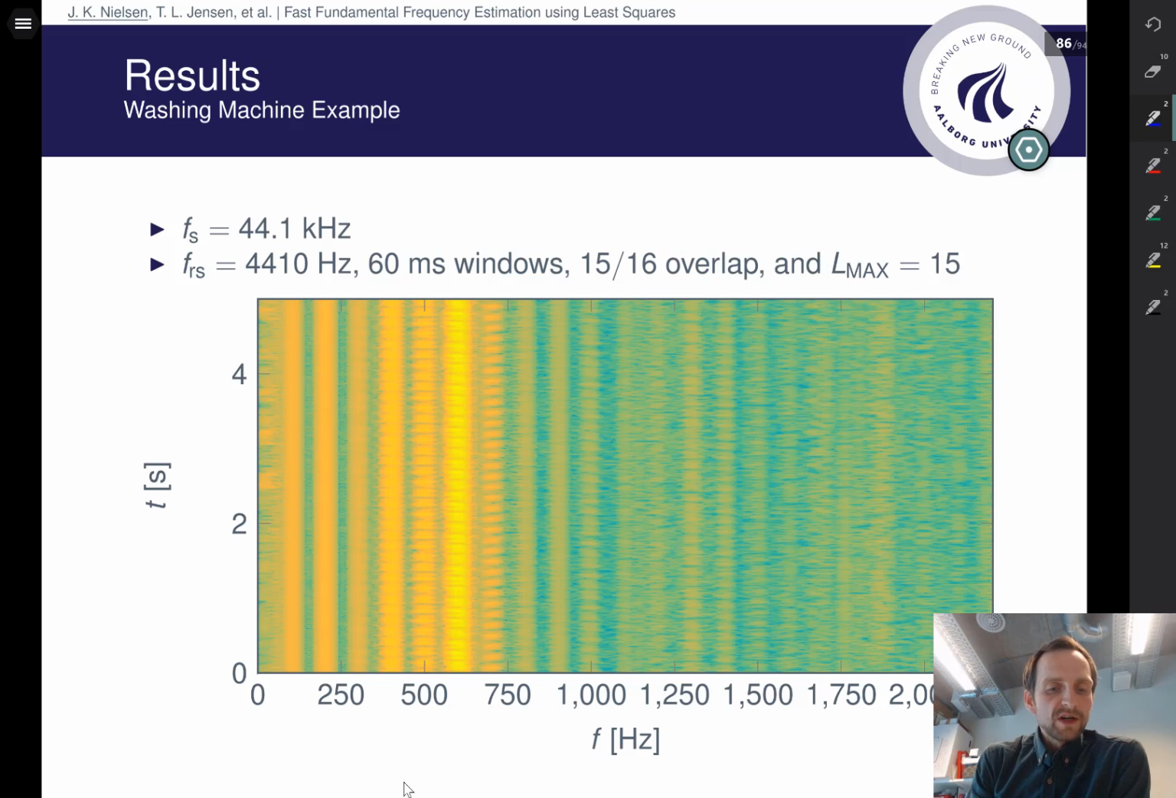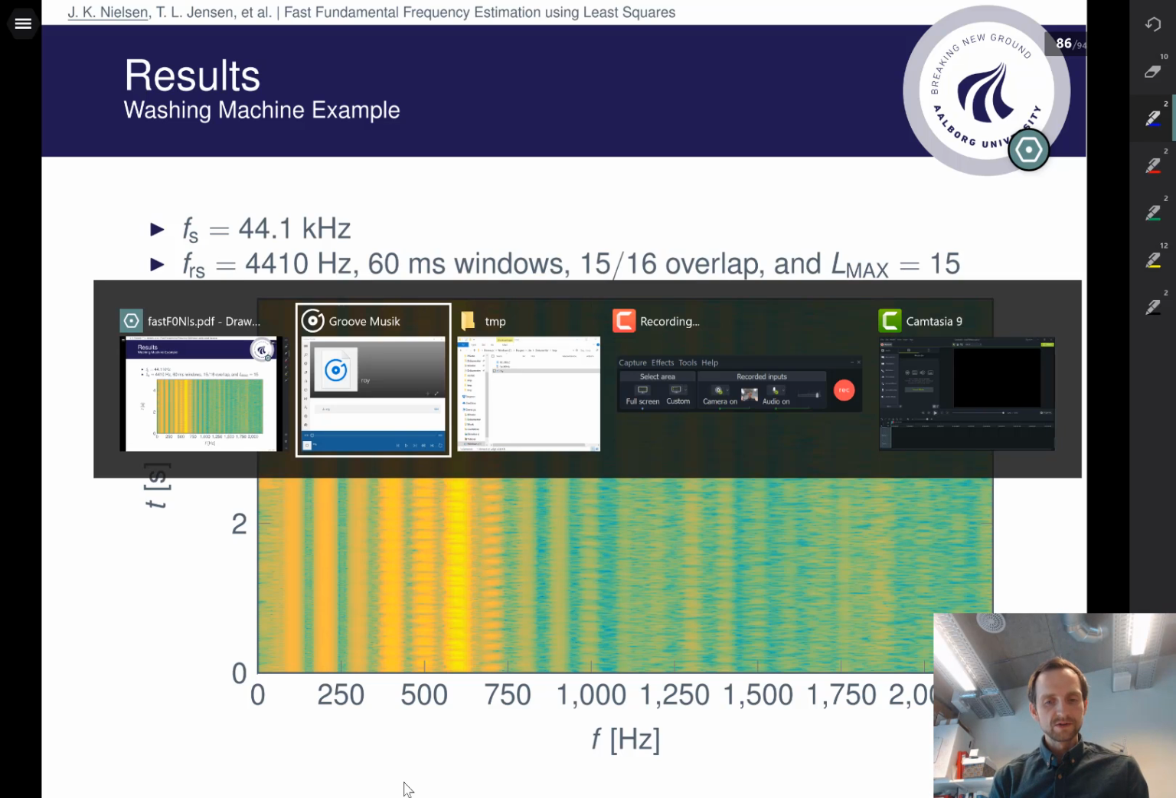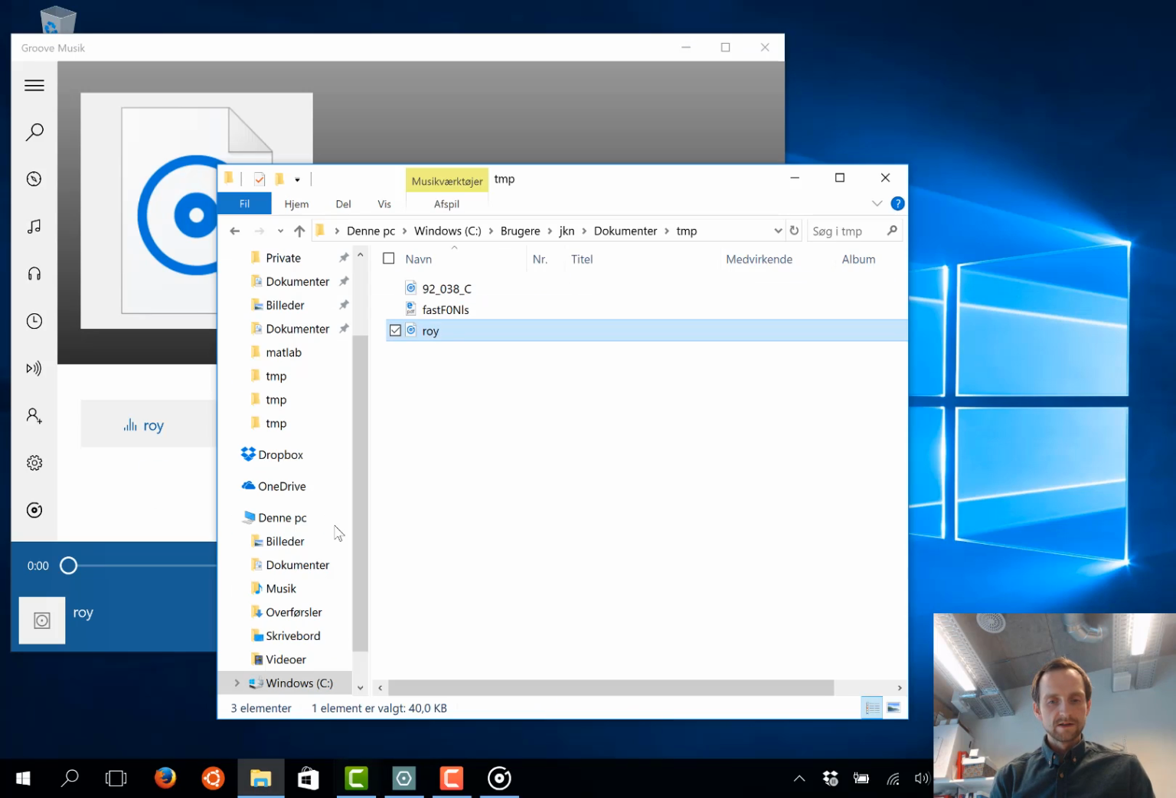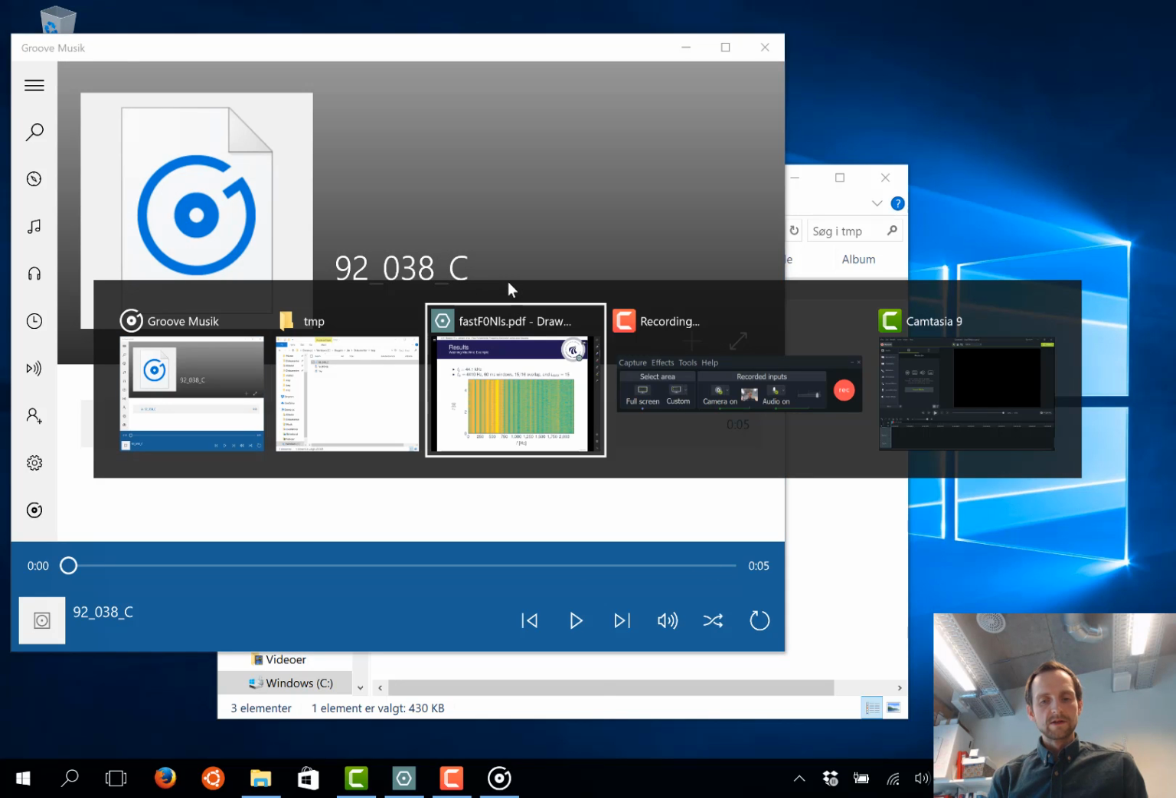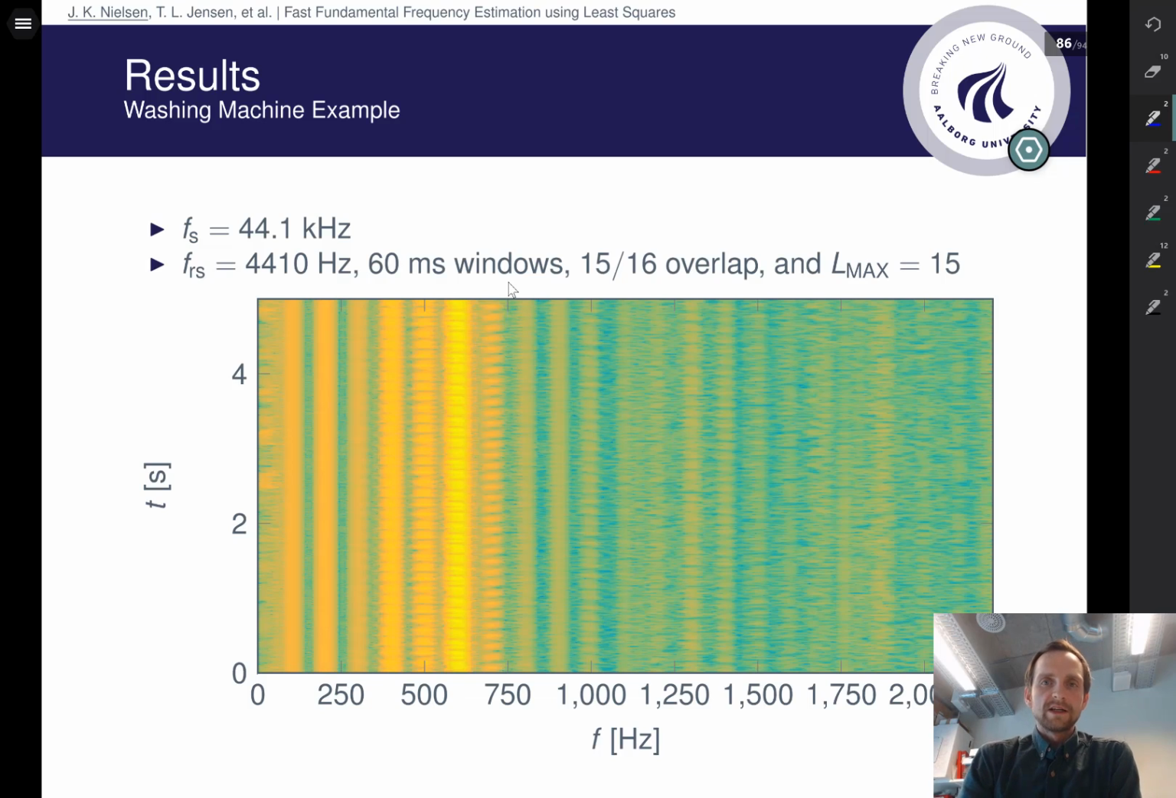Finally, an example from sound and vibration, where we analyze a washing machine signal, and I will also play that back to you. So hopefully you can hear modulations, and you can also sort of see it from the spectrogram.